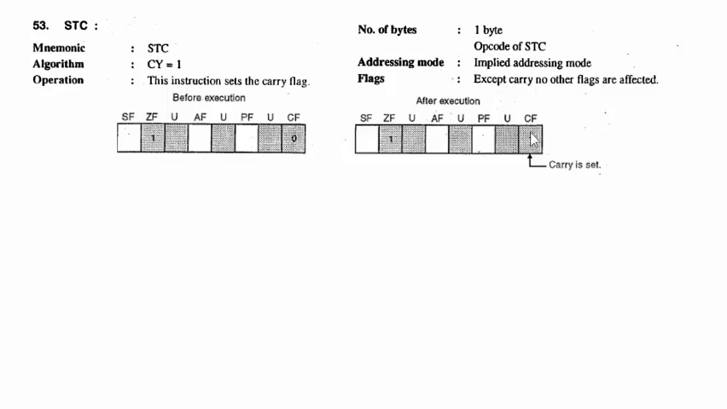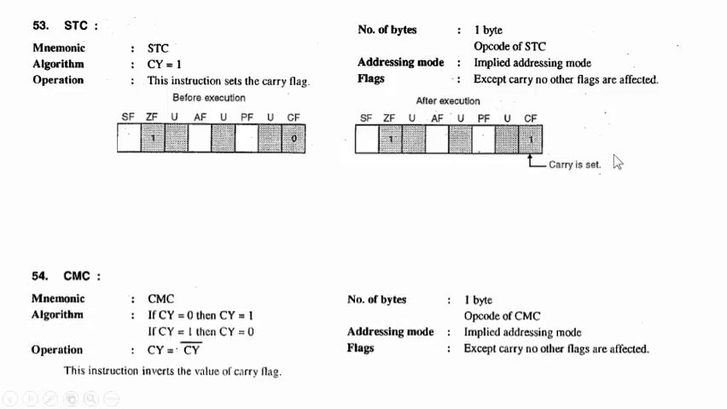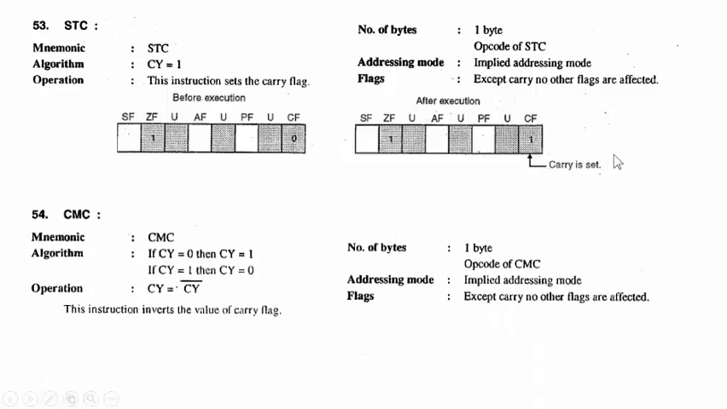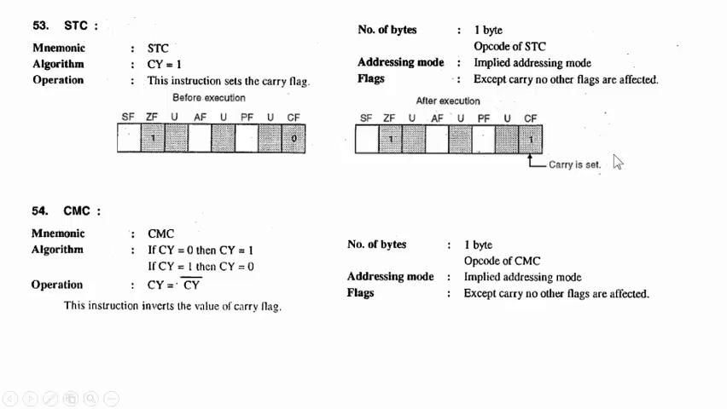Except carry, no other flag bits are modified. Only the carry flag bit gets modified. So before execution, suppose the zero flag is 0 and everywhere nothing is there, and carry flag is 0. After the execution, the zero flag bit is maintained as it is, and this carry flag bit gets modified to 1. That is carry flag set.